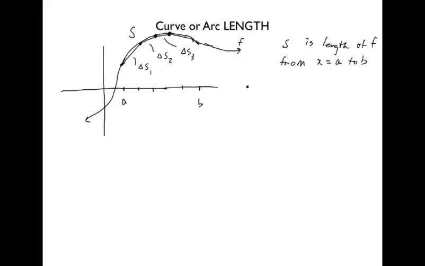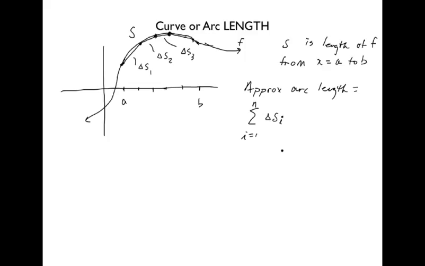Okay, so what's our strategy then? The approximate arc length will be the sum from, say, i equals 1 to n, where n would be the number of these, and we're going to sum up these delta s_i. Each one of those is a length of a little segment, and we're just going to sum up all the lengths of the little segments, right?